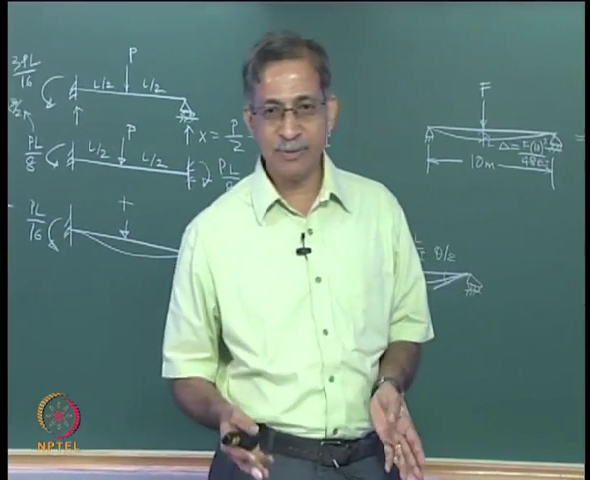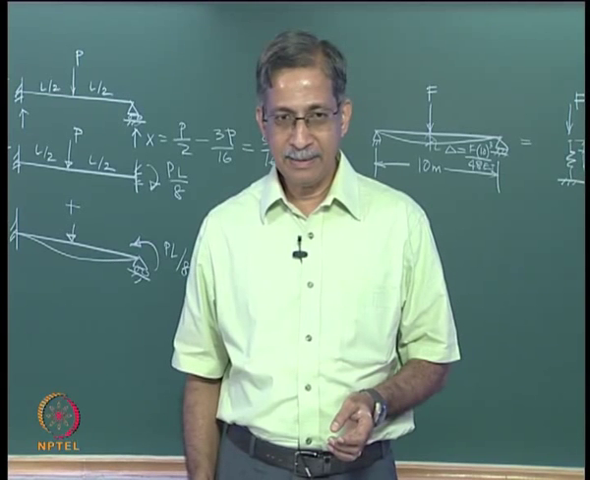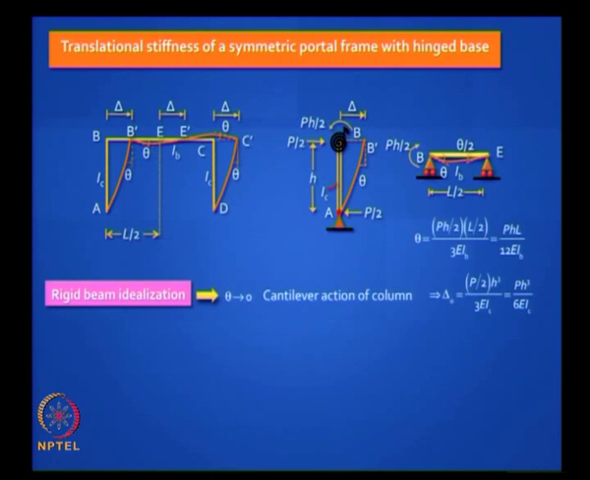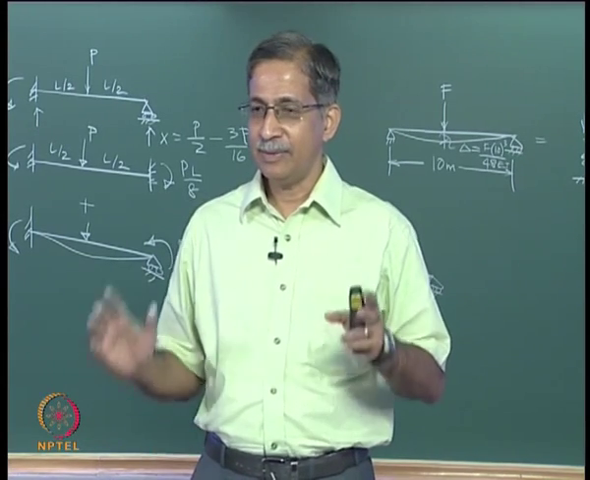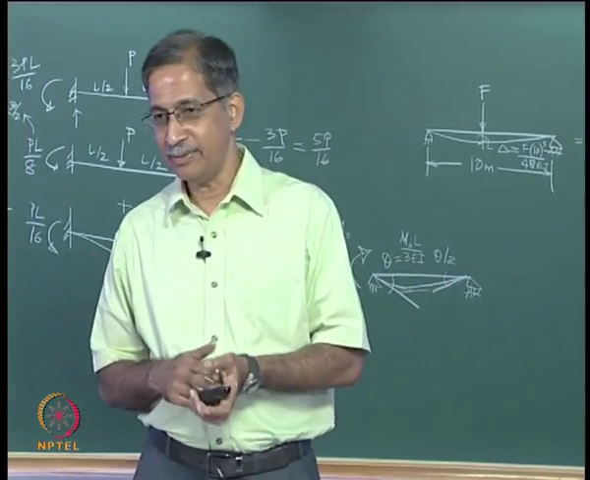So you have an expression for theta, and if you take the rigid beam idealization, do you agree to this cantilever action of the moment of the column, you get delta naught equal to this quantity which we just derived, right. Now let us say theta is not equal to 0. In reality it would not be equal to 0, because the beam is not infinitely rigid. Beam has a finite stiffness EIB by L. Then what is the additional deflection that you have? So delta will be delta naught plus what?